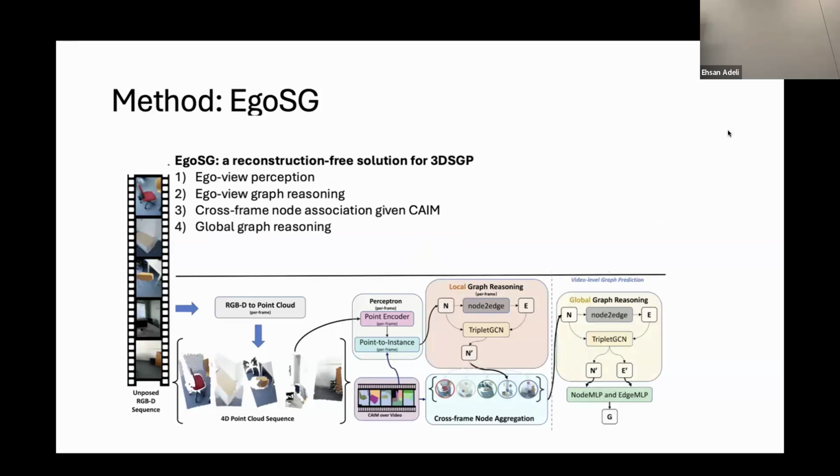Eventually, the graph reasoning module is also utilized at the global level to perform the video-level graph prediction. Since the perception and reasoning process of the inferred graphs are performed on each ego view and the environment, we term these estimated graphs as the Ego-SG to differ them from the typical 3D scene graphs, which are learned directly from the reconstructed global 3D scenes.